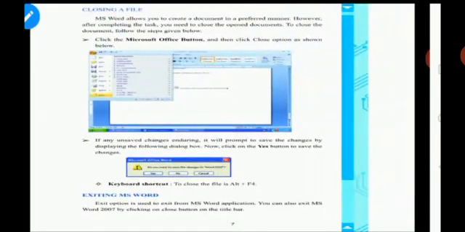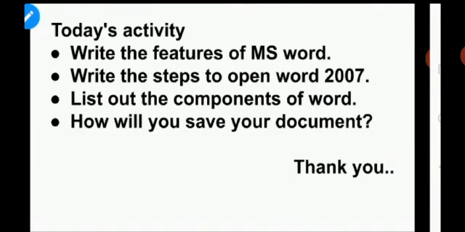Okay dear, I hope you understand this. Now today's activity: write the features of MS Word. We have seen this in the first previous slide. Write the steps to open Word 2007. What are the steps involved? How to open Word 2007. List out the components of Word. Just write the names of the components. No need to draw or explain them.